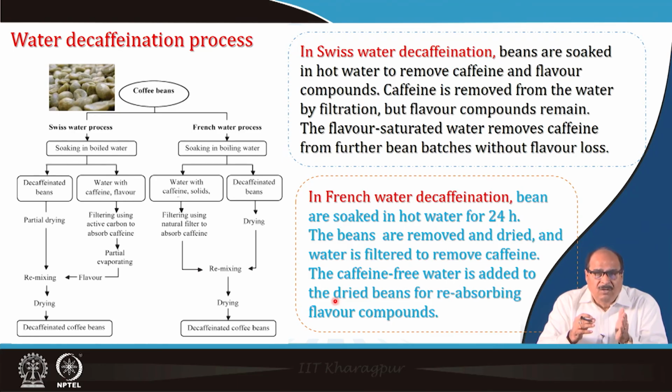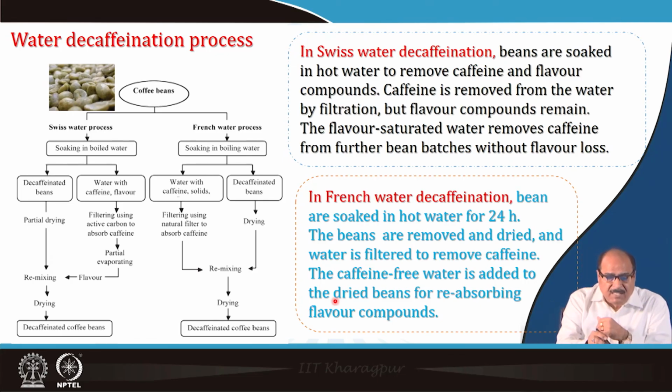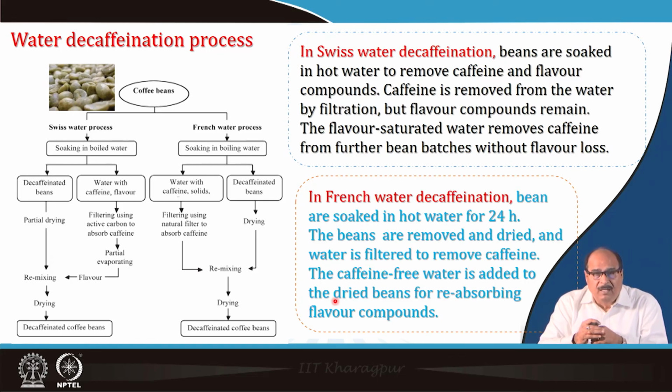Whereas in the French water decaffeination process, beans are soaked in hot water, generally boiling water, for 24 hours. The beans are then removed and dried, and the water is filtered to remove caffeine. The caffeine free water is added to the dried beans for reabsorbing the flavor compounds.